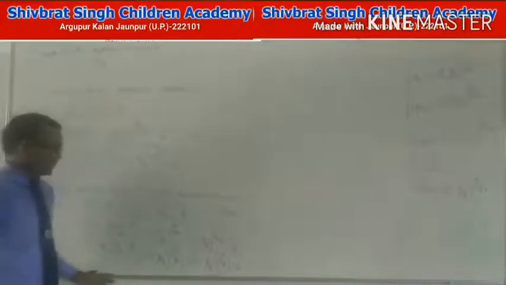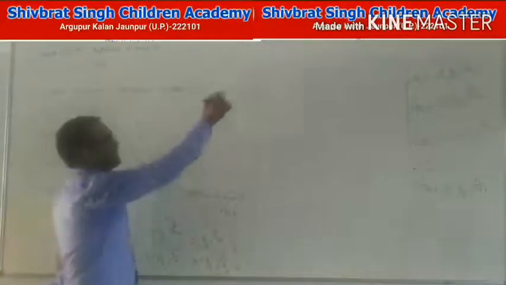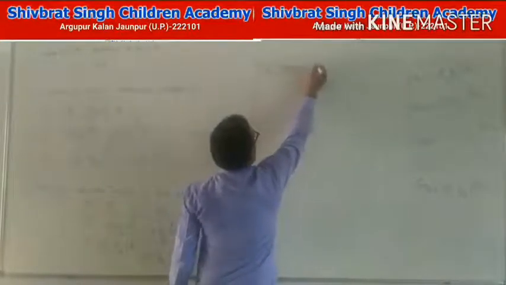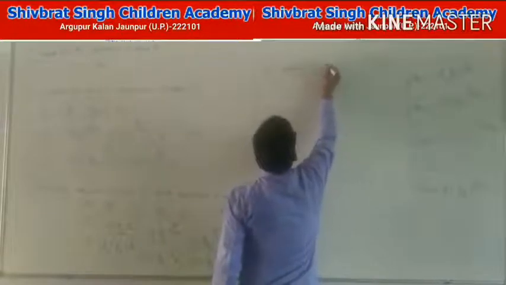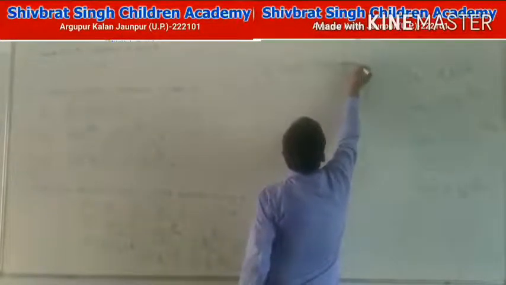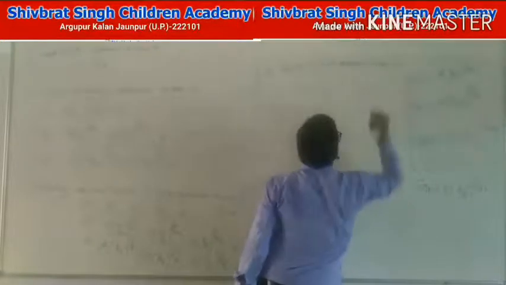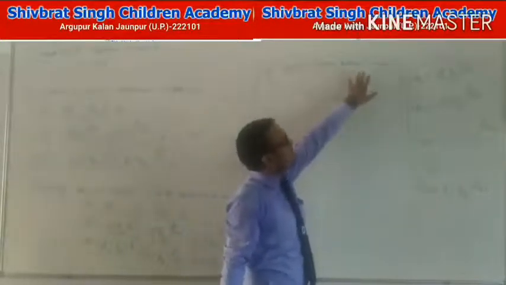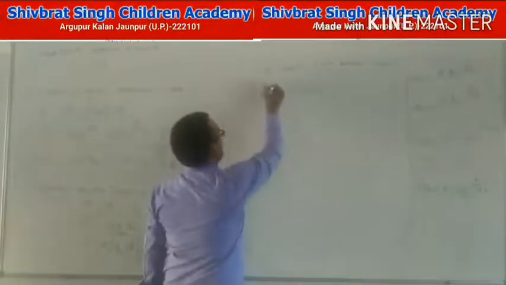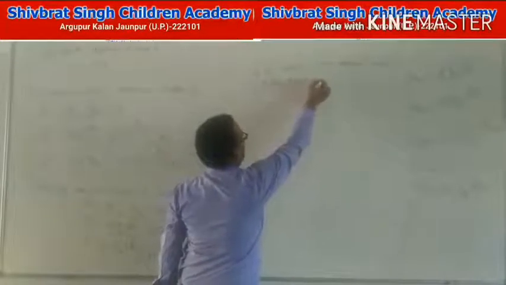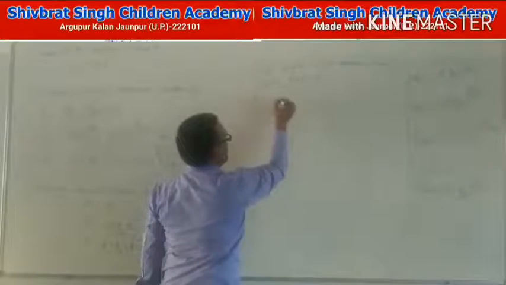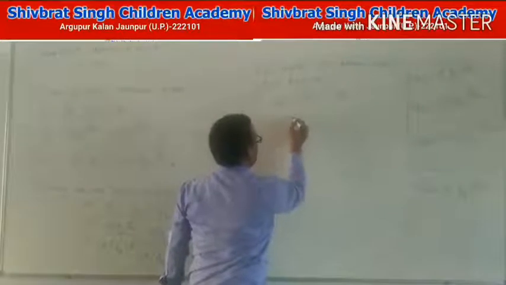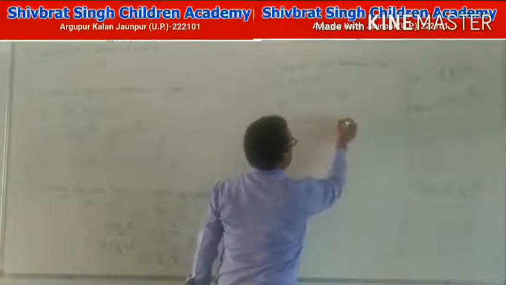We understand this concept with the help of examples. To insert one geometric mean between 1 and 2. Here our question is to insert one geometric mean between 1 and 2. Here a equals 1 and b equals 2, n equals 1, g equals square root of ab.